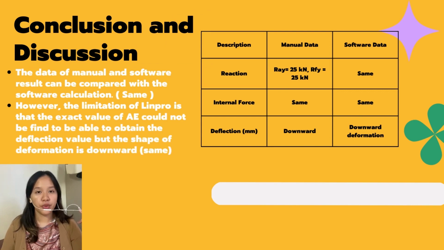So, in conclusion, we have discussed the manual data and also the software data in a table shown in this slide. Based on the slide, we have found that the reaction of manual data and software data is the same, as well as the internal force, which is the same. But for the limitation of our study, for the deflection, we only referred to the diagram of software data towards our manual calculation. Although we could not find the value of AE, we have found that both manual data and software data show that the deflection is pointing downwards.